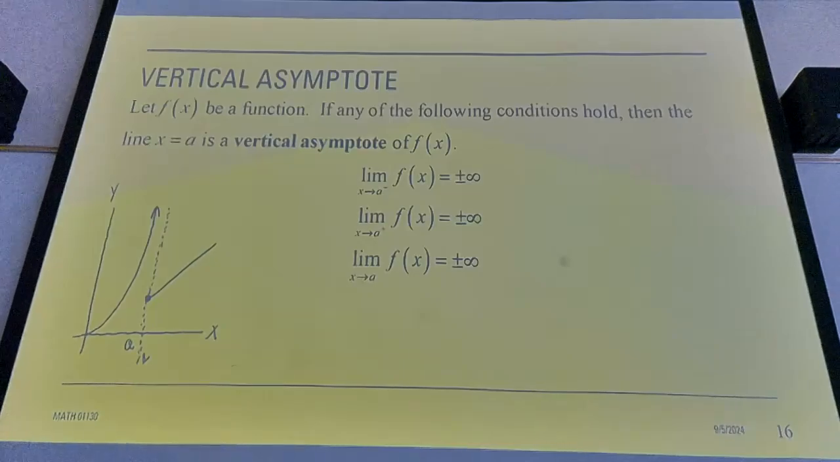From the right, the limit's not infinite. It is some specific value. But from the left, it's positive infinity. So it's an asymptote.